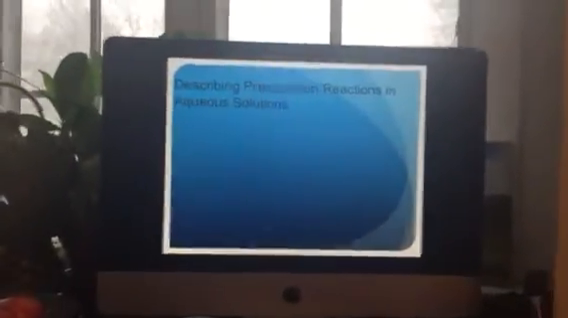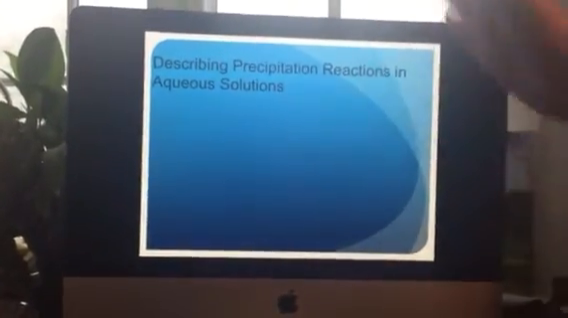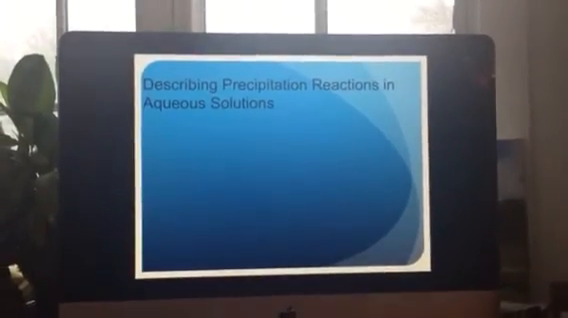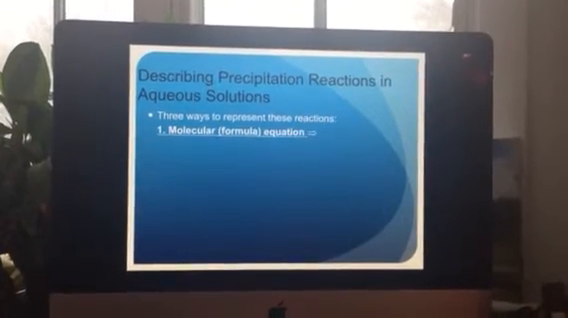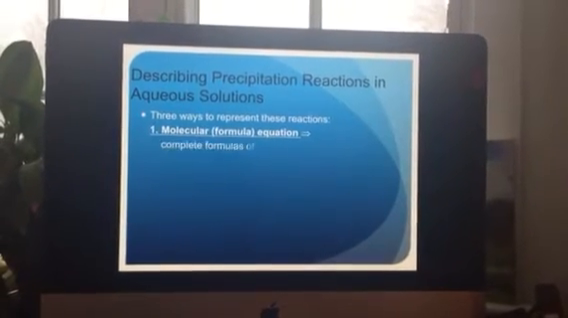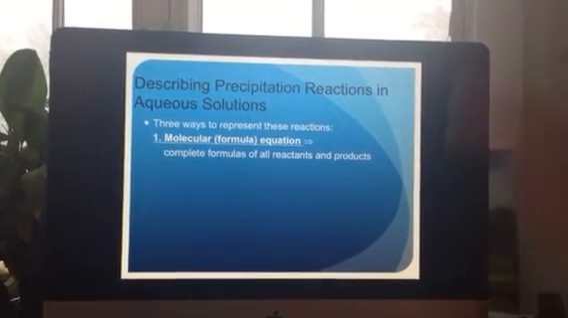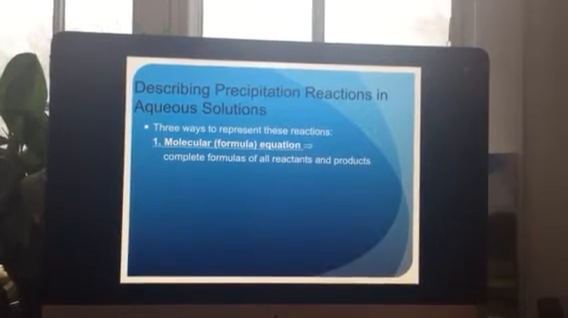We're going to take our understanding of precipitation reactions to the next level, and we're going to describe them using three different types of equations. We're going to use what we've been using and writing, our molecular equations. What are our molecular equations? Those are the complete ionic equations for the reactants and the products.